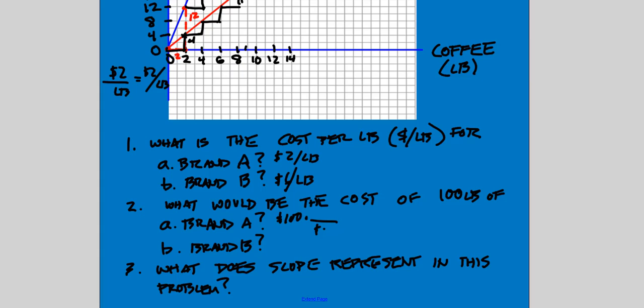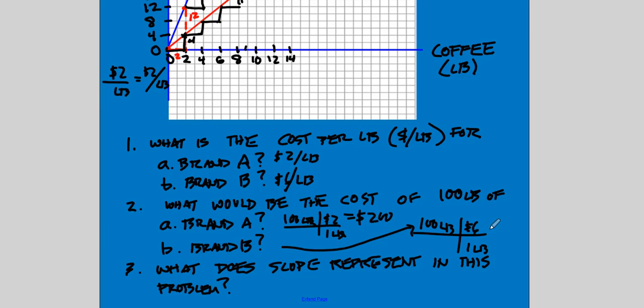Sorry. So let's start. We got 100 pounds of coffee we want, okay? So for every 1 pound, it's $2. Pounds cancel, so that's $200. And then for brand B, if I want 100 pounds, I'm going to do this over here. If I got 100 pounds, for every 1 pound, it's $6. So that's going to be $600.